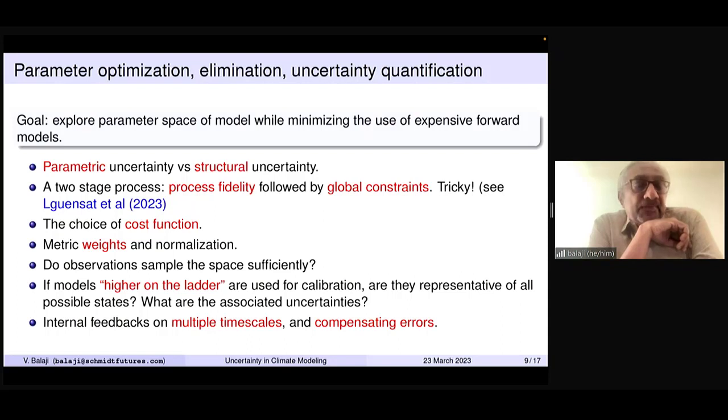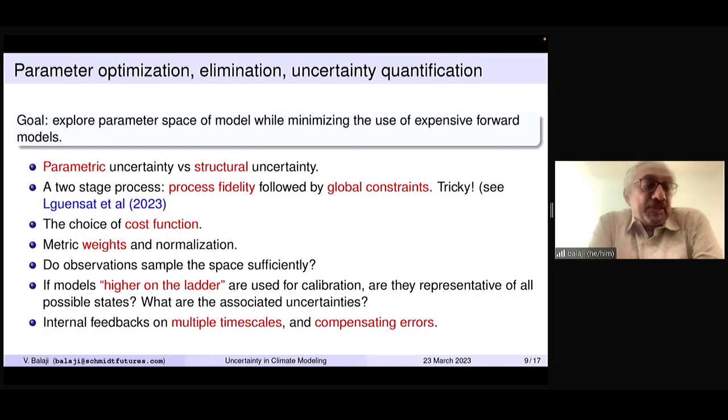Running the forward model is very expensive. That's your GCM. So you want to do that as few times as possible. So while using very few forward model runs, explore all of the parameter space. There are two kinds of uncertainty that we want to explore here, as we've talked about: parametric uncertainty and structural uncertainty. You want to at least diagnose that your model is wrong.